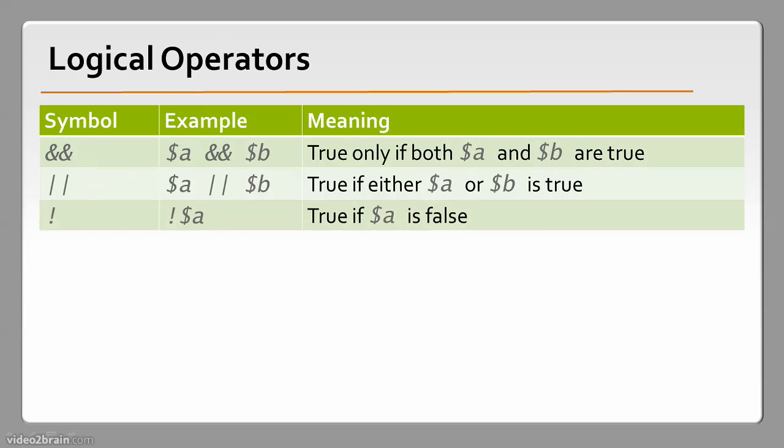The three most important logical operators are listed here. The first two are used for multiple conditions. When placed between two conditions, two ampersands mean AND. Both conditions need to be true. Two vertical pipes mean OR. Only one of the conditions needs to be true. The last logical operator, the exclamation mark, is used with a single variable or expression. Placing it immediately in front of a variable reverses its Boolean value. So if A is true, preceding it with an exclamation mark converts it to false, and vice versa.